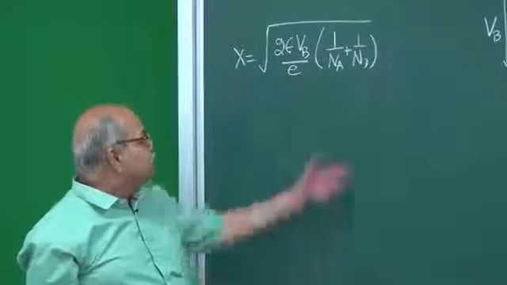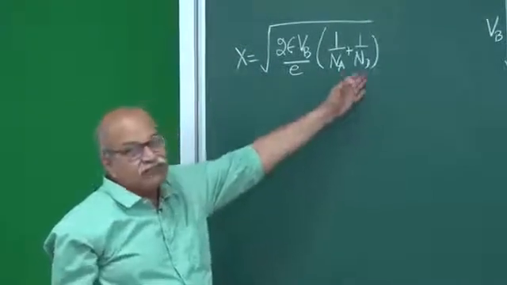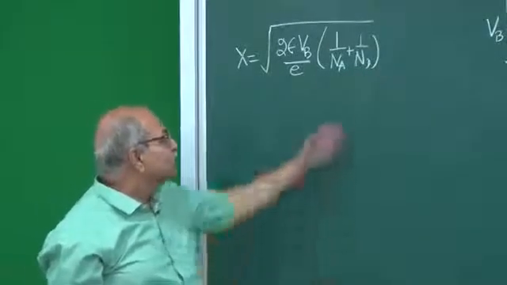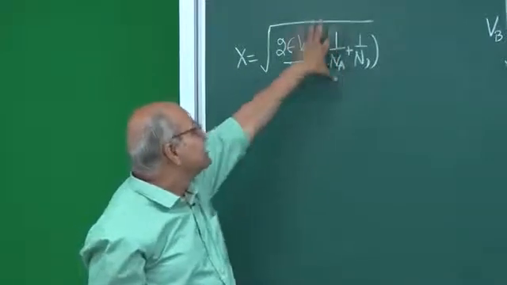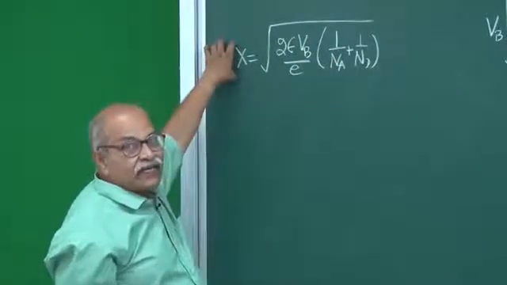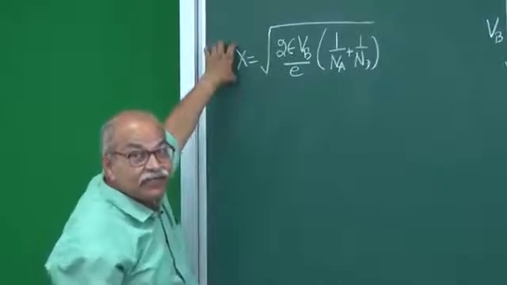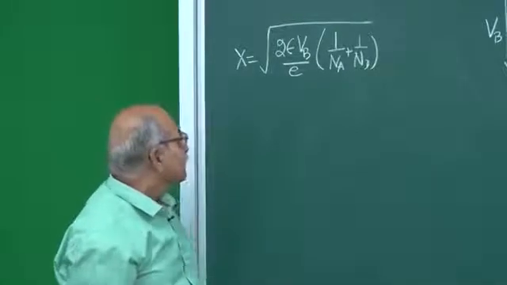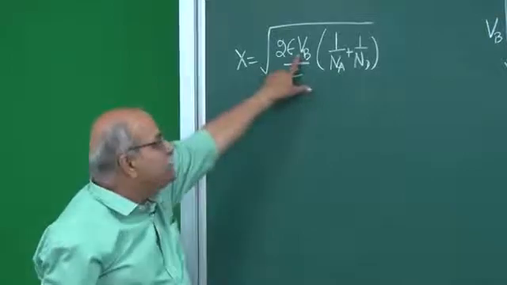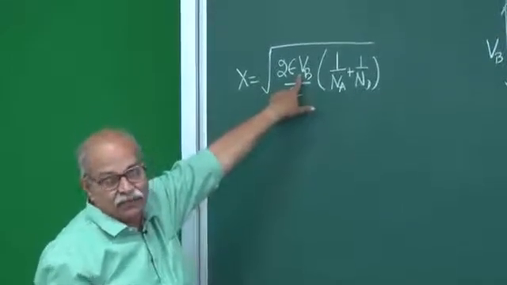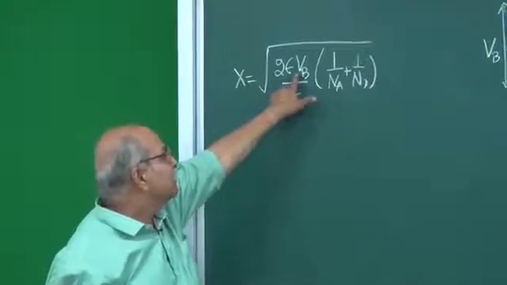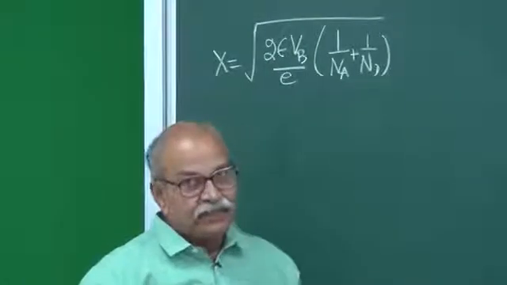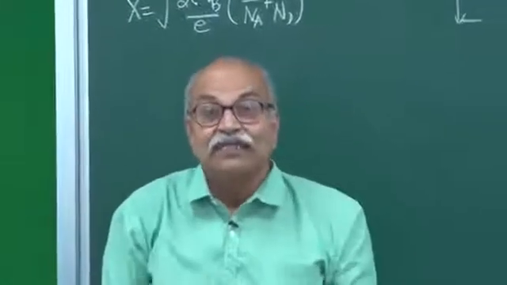So if you increase this concentration, what will happen? If you increase Na or Nd or both, what will happen? This increases, so this whole thing decreases and this decreases, right. So heavier is the doping, smaller will be the depletion layer, and vice versa. Okay, so that's it. Now this VB is something which still we do not know, right. And that VB in fact also depends on the dopant concentrations and also on temperature.